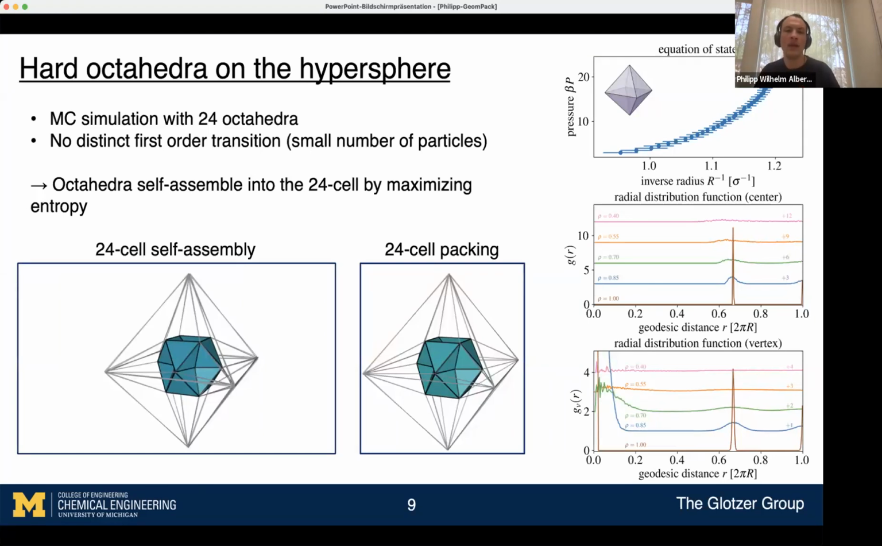The only thing is that we don't see a distinct first order transition, but this probably has something to do with the small number of particles that we are dealing with here, just 24 particles, such that it's hard to identify this first order transition. And the same holds for the radial distribution functions. We can see that they eventually form these 24 cell tessellations, both for the radial distribution function in terms of the center and the vertex, because the 24 cell is self-dual, so they form the same arrangement basically.